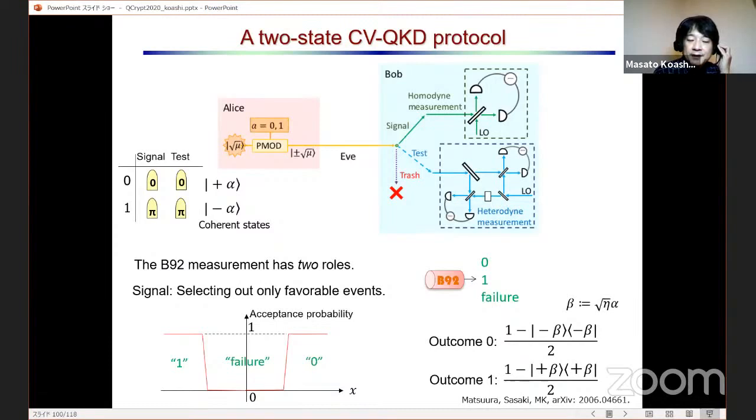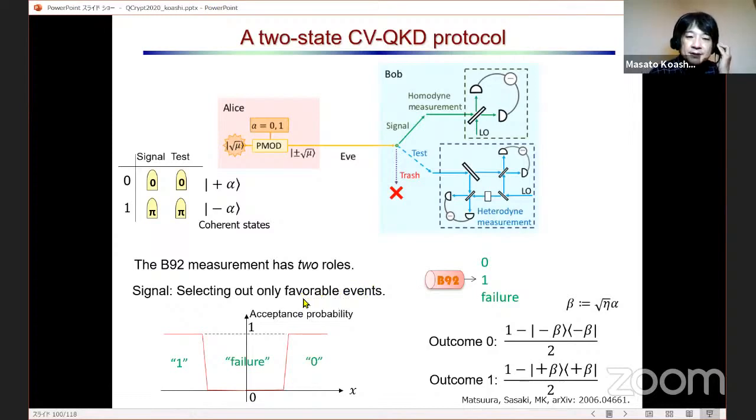If you recall the B92 protocol, the B92 measurement actually has two roles. One role is on the signal part. From the signal part, this measurement can select out only favorable events. So this measurement returns 0 or 1 only when it is sure about the outcome. If the outcome is uncertain, then this measurement returns failure. This is very helpful to improve the key rate.